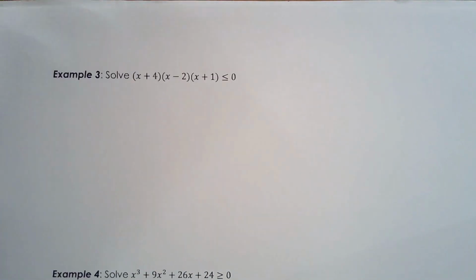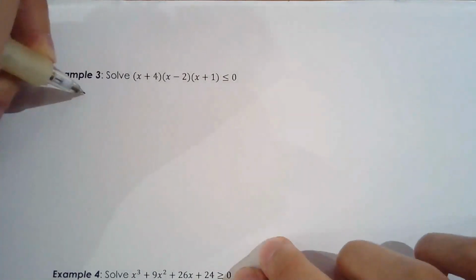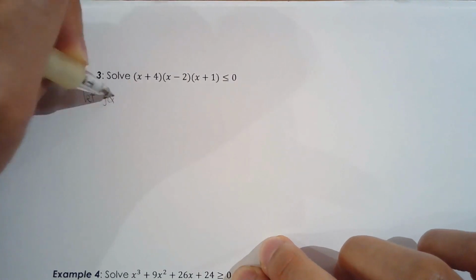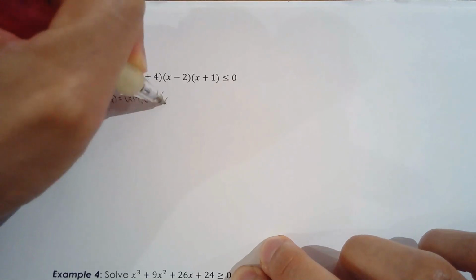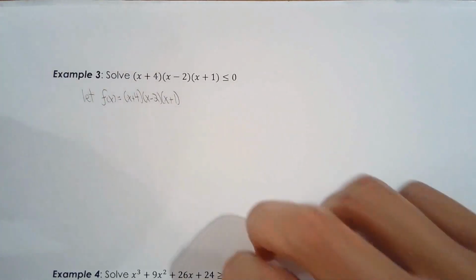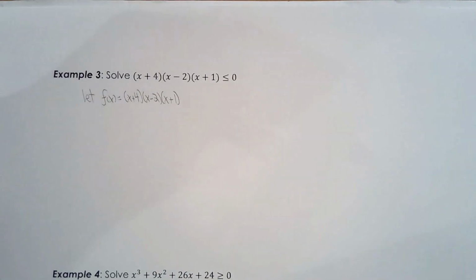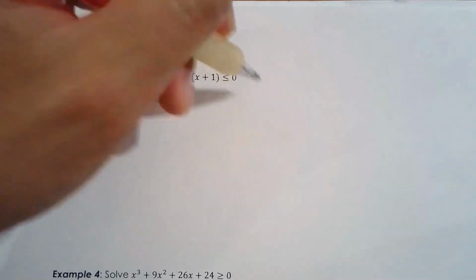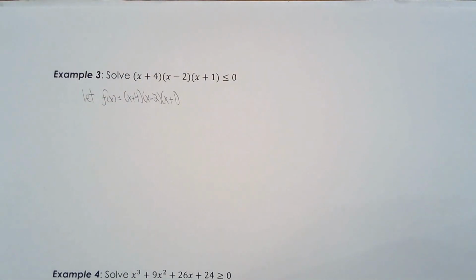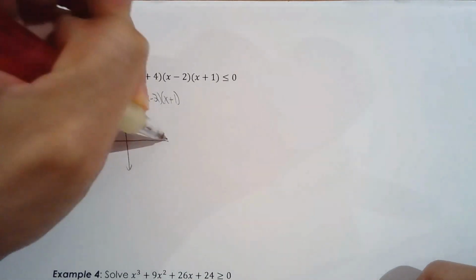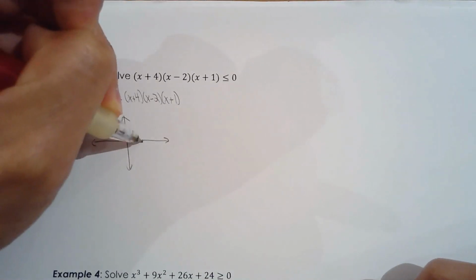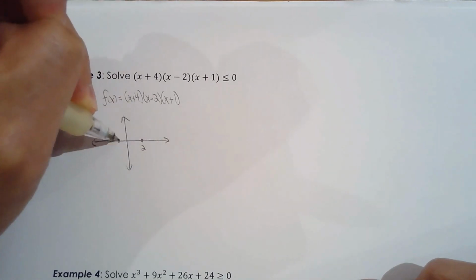Let's solve this inequality. How do we want to do this one? Let f of x equal (x + 4)(x - 2)(x + 1). So we can solve it algebraically or graphically. Now, they didn't specify, they just said solve. If they say solve algebraically, I have to do it algebraically. And I'll show you the different algebraic techniques, but you know what? I just want to show you how beautiful solving by graphing is.